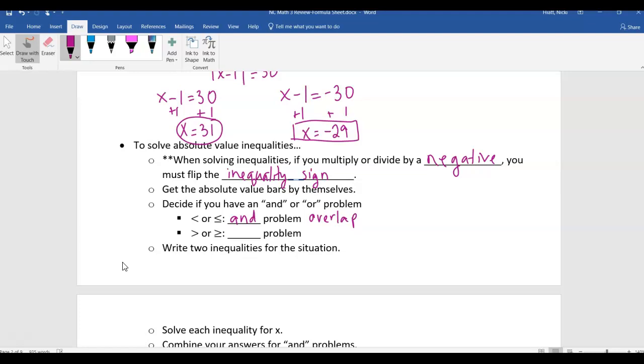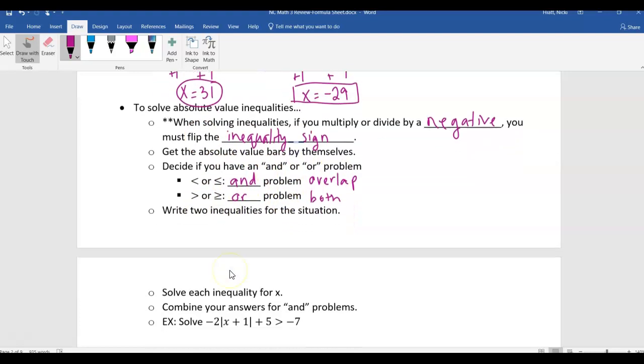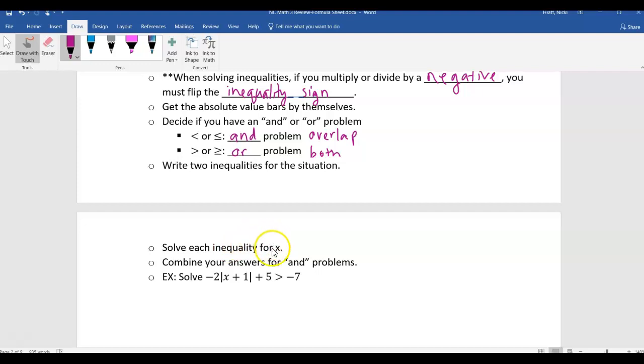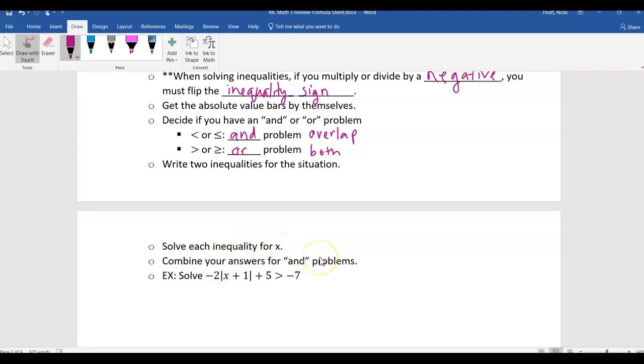If you have a greater than or equal to problem, that is an or problem, and it's just going to be both. Okay. So once you decide which one you have, you're going to write two inequalities for the situation, solve each inequality for x, and then combine your answers for your and problem.